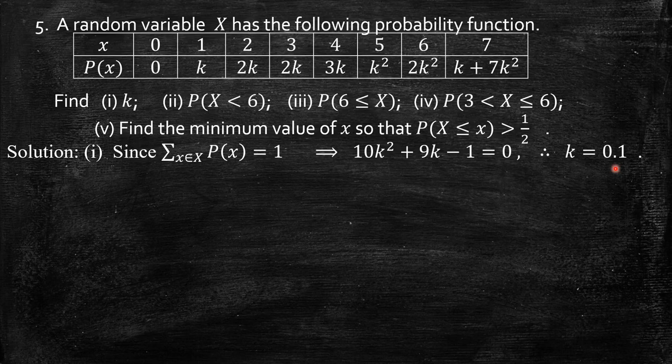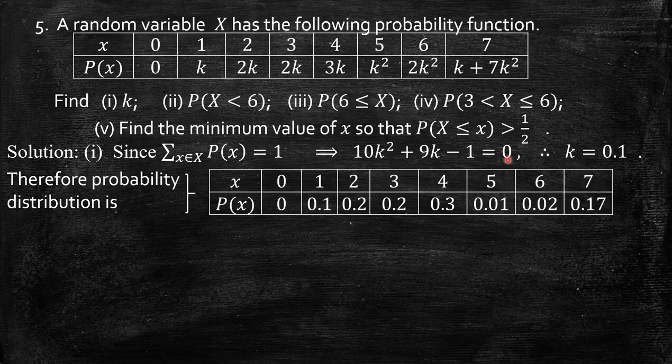So I cannot take k equal to minus 1 because the first condition says each probability must be non-negative. If I select k equal to minus 1, all this becomes negative. So among these two roots, minus 1 and 1/10, that is 0.1, we must select k equal to 0.1. So we can prepare the table by substituting the values of k, which gives here.